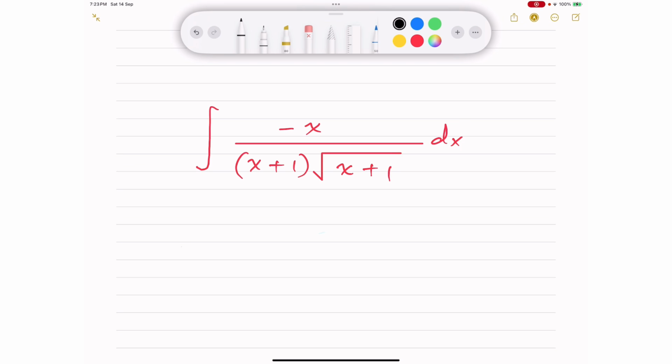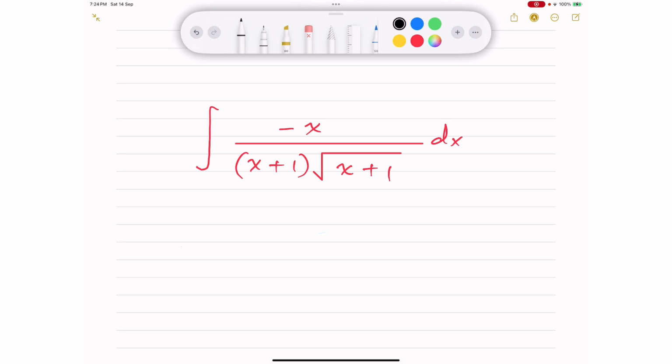Okay, so how can we solve for this integral? I'm going to be showing here two different ways to solve for this integral. The first one is basically by adding and subtracting 1 in the numerator, and let's see what that does here.